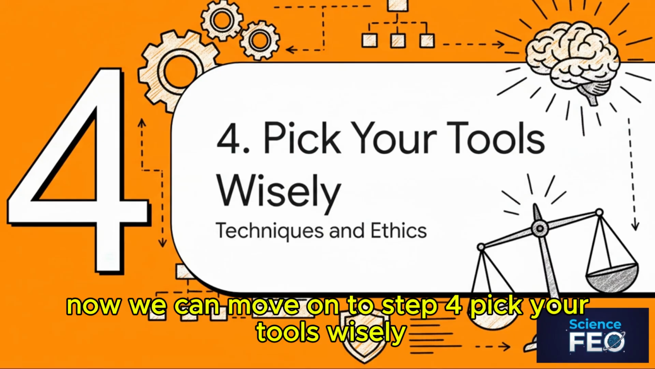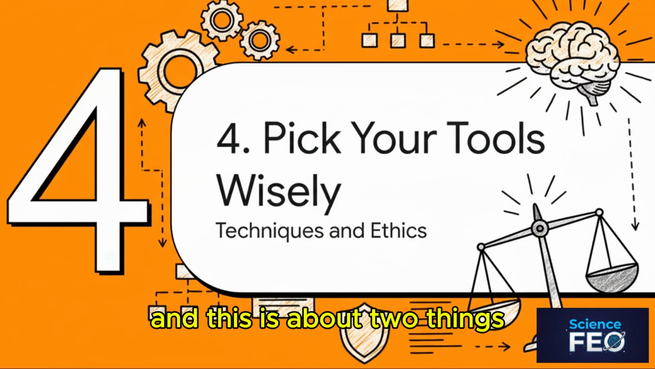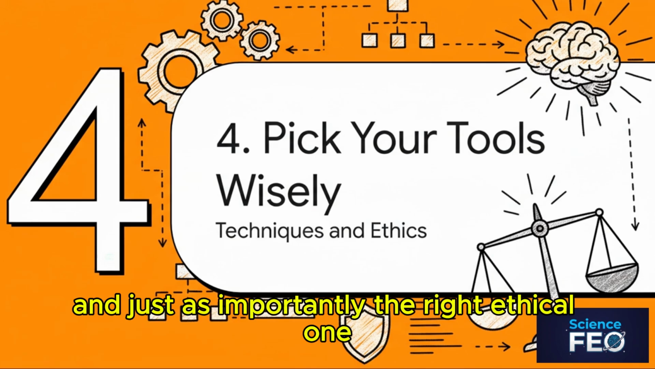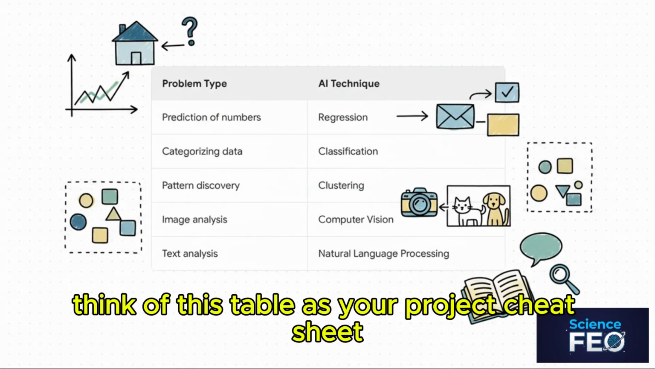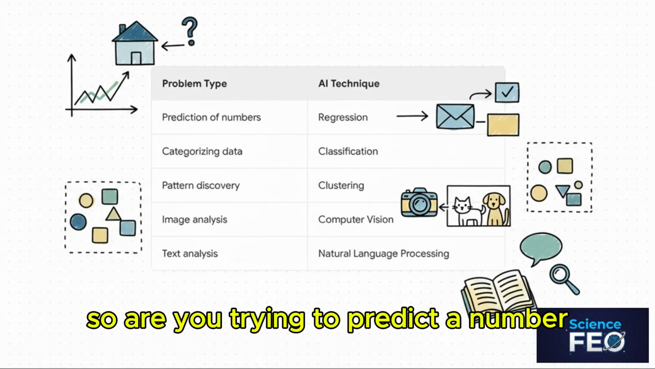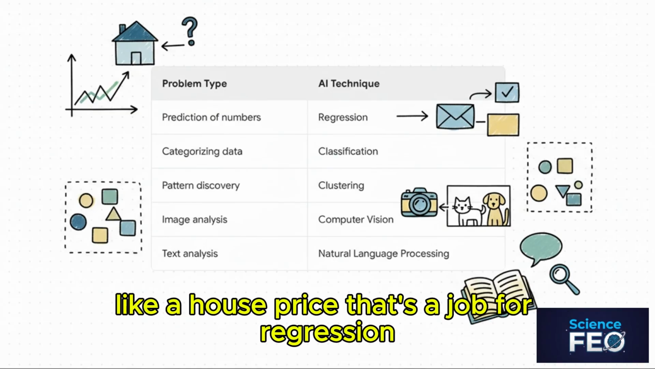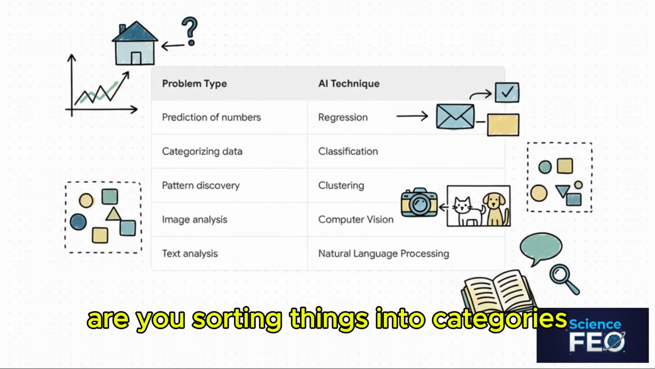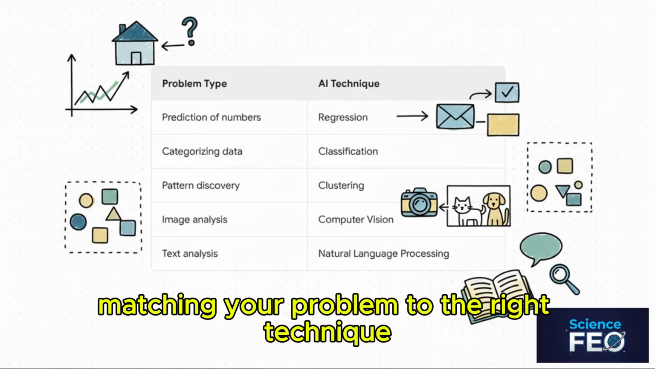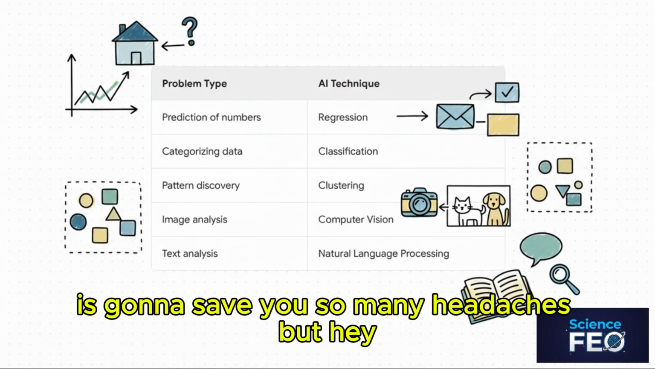Pick your tools wisely. And this is about 2 things: choosing the right technical approach and, just as importantly, the right ethical one. Think of this table as your project cheat sheet. It helps you map your problem to the right tool. So, are you trying to predict a number, like a house price? That's a job for regression. Are you sorting things into categories, like spam versus not spam? That's classification.